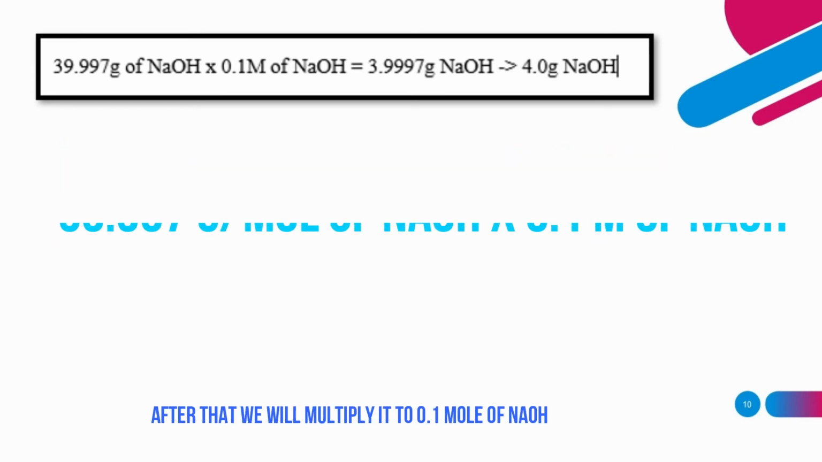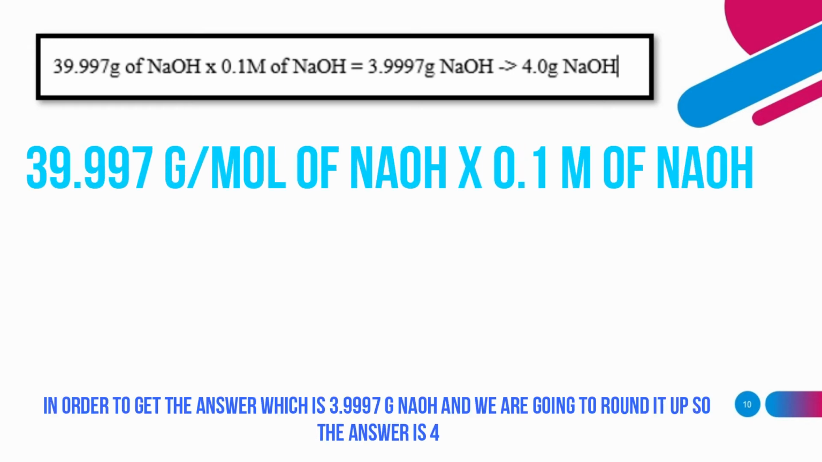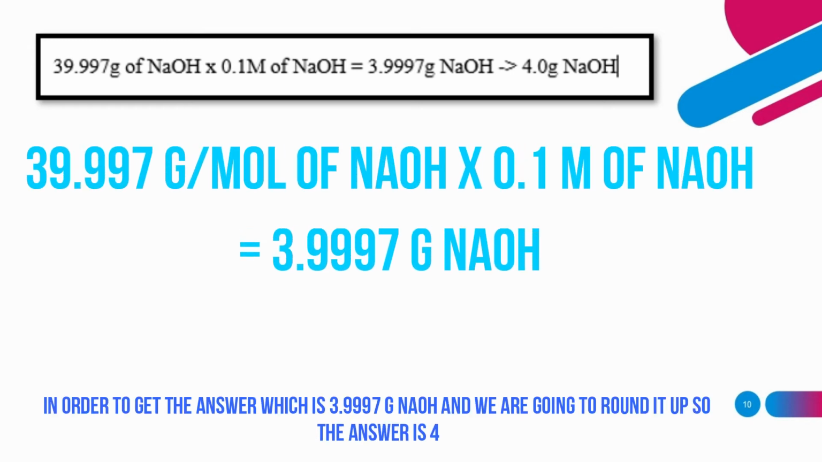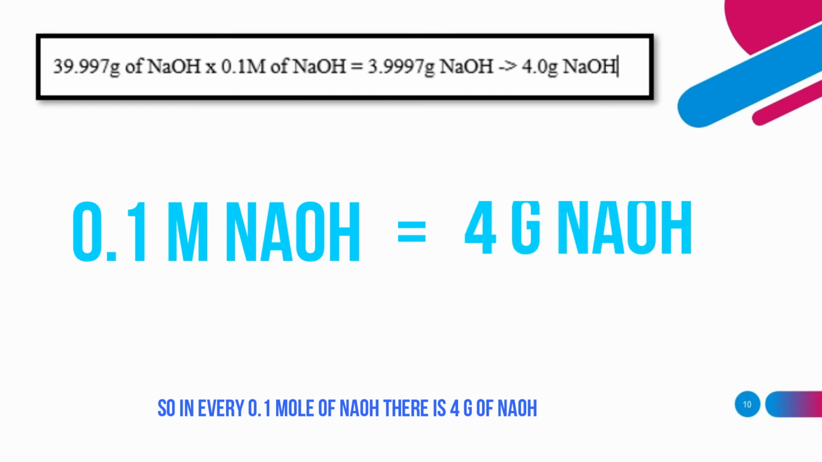And after that, we will multiply it by 0.1 mole of NaOH in order to get the answer, which is 3.9997 grams of NaOH. And we're going to round it up. So the answer is 4. So in every 0.1 mole of NaOH, there are 4 grams of NaOH.